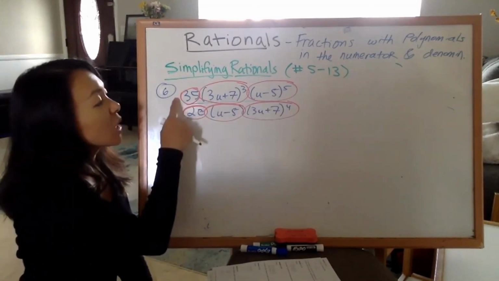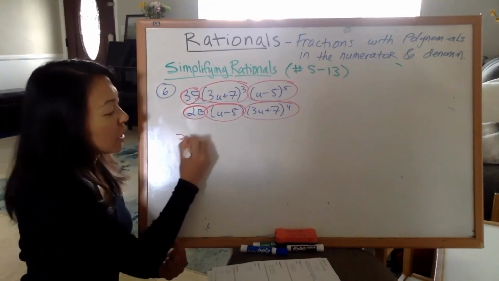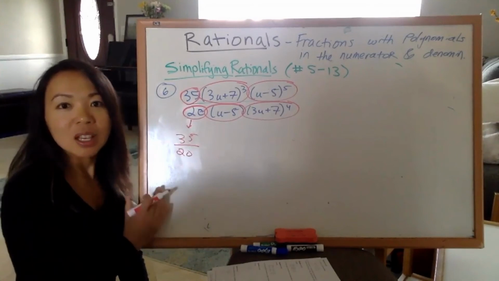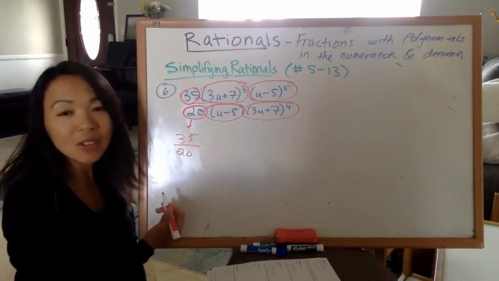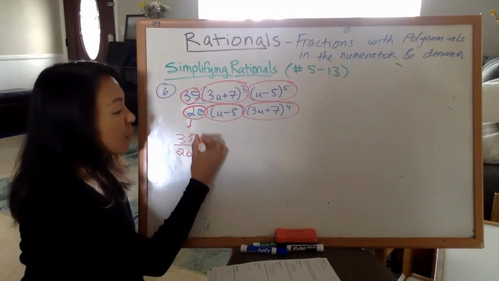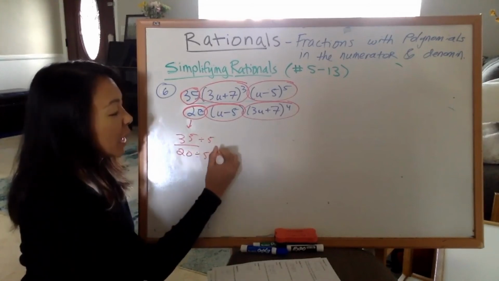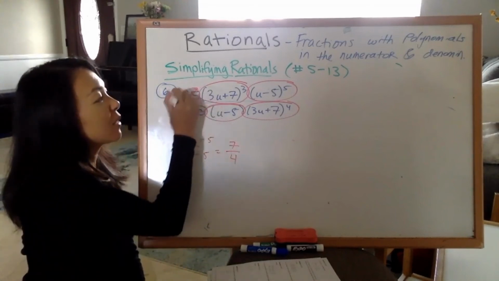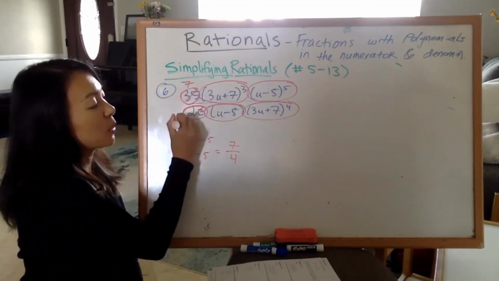In other words, I look at the 35 and the 20 first. Just look at the numbers. How can I simplify this? What do they have in common? They have a 5 in common, right? So if I divide the top by 5 and the bottom by 5, I end up getting 7 over 4. Great. So this becomes a 7 on top, and the bottom becomes a 4.